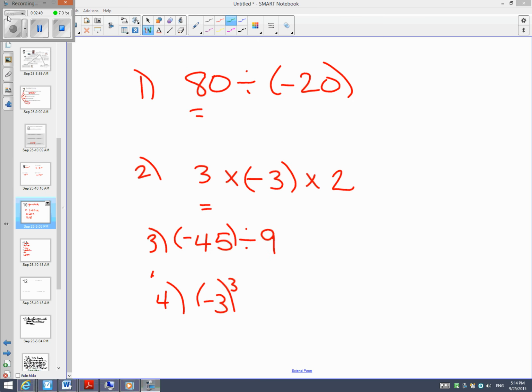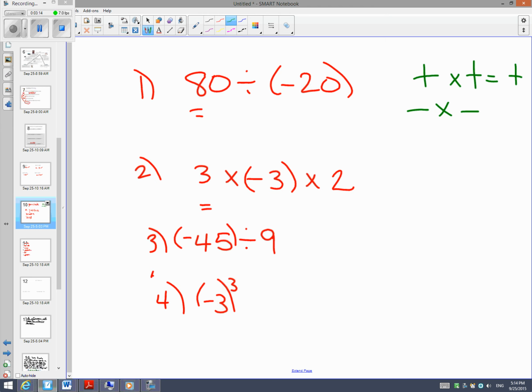Okay, here's some multiplication and division of integers. Now remember when we got to the multiplication and division, there is a hard and fast rule, and that hard and fast rule that you have to know for the test is if the signs that you're dealing with in your division or multiplication are the same, you will always get a positive answer. So a positive times a positive will give you a positive answer, and a negative times a negative will always give you a positive answer.